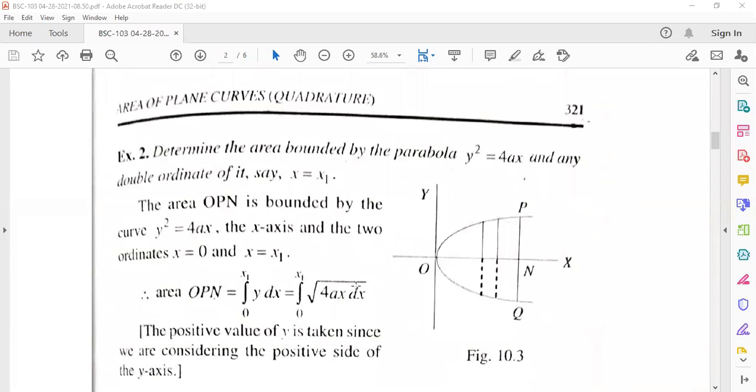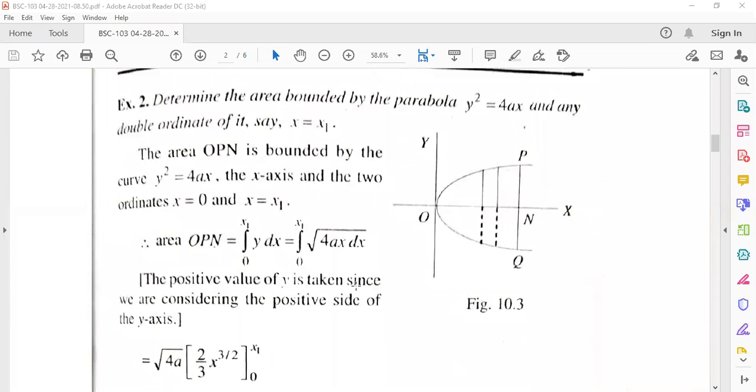Now we are going to determine the area bounded by the parabola y square equal to 4x and any double ordinate of it, say x equal to x1, double ordinate, that is PQ. PQ is the double ordinate he has taken here. The parabola y square equal to 4x looks like that. O, that is 0, 0, is the origin, and PQ is the chord. This PQ is called the double ordinate, we know that, isn't it?